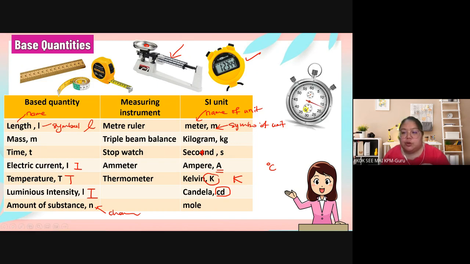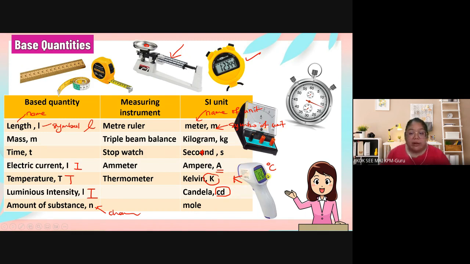Okay, so you can show the analog and also digital stopwatch. This one is analog, this one is digital. Okay, this one is the ammeter. Okay, so this one is your infrared, to measure your temperature. Okay, infrared thermometer.